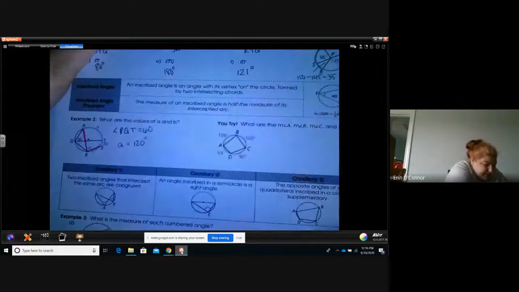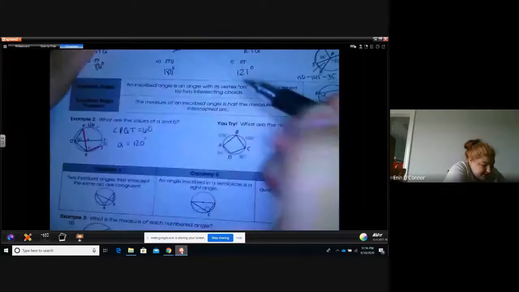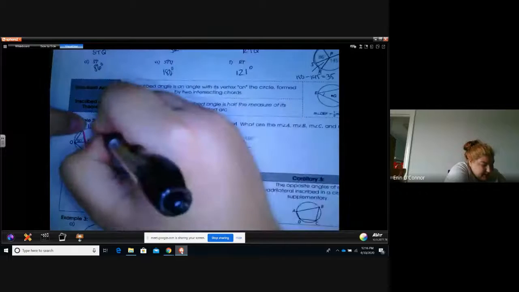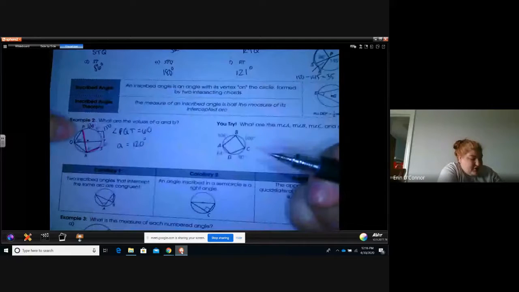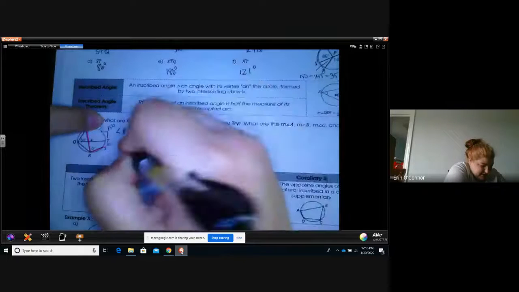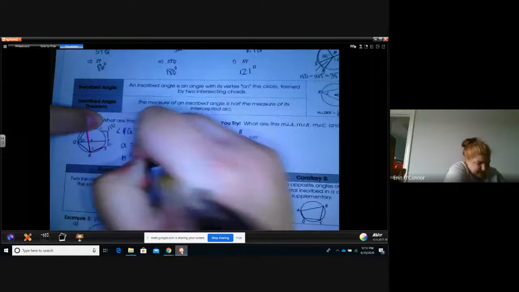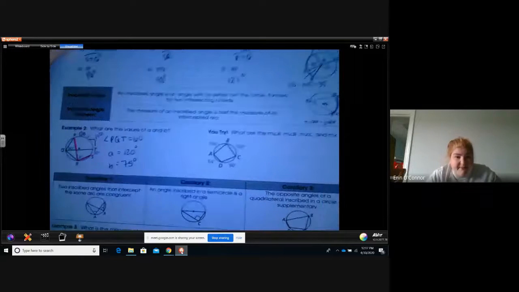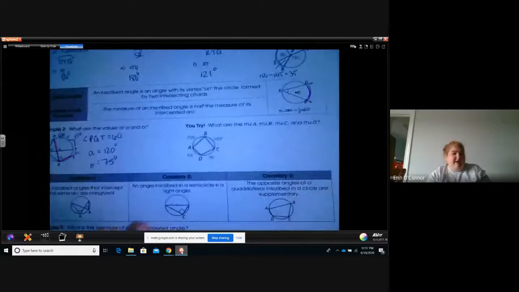Well, we just found out that A is 120 and this right here is 30. So together that makes 150. And an inscribed angle is half of that. So half of 150 is 75 degrees. So that's what you're doing. I want you guys to try and do the next one. So pause the video and try and do the next one.